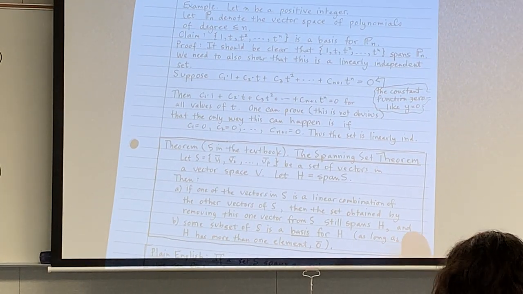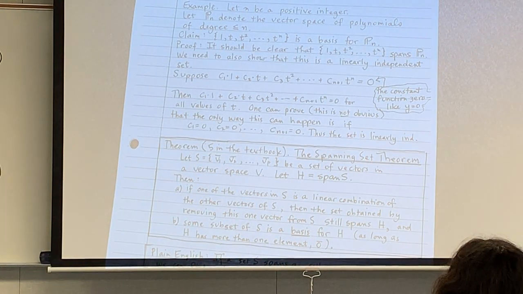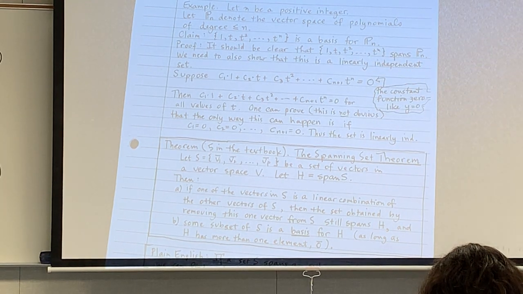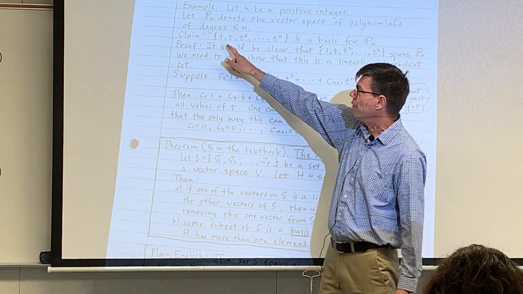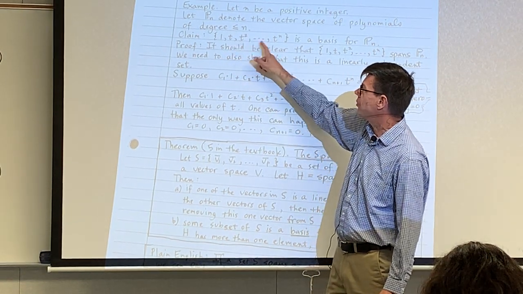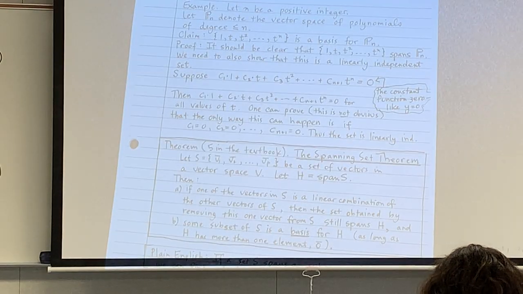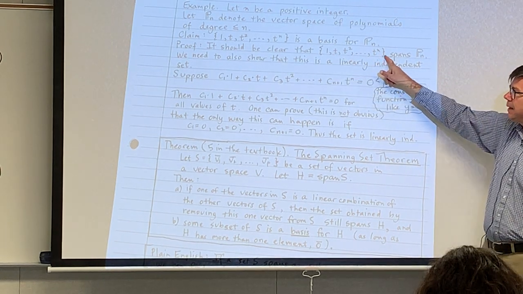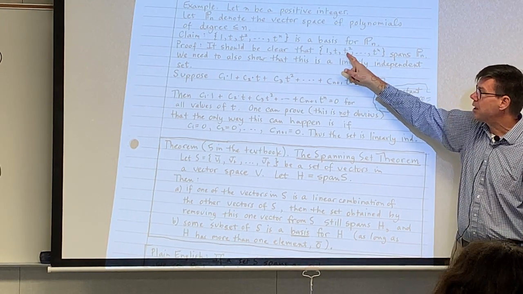All right, now something a little bit more subtle, and I don't want to rush through this example because I know everybody always has trouble with it. Let n be a positive integer. Let capital P sub n denote the vector space of polynomials of degree less than or equal to n. The claim is that these functions, 1, t, t squared up to t^n, form a basis for Pn. It should be clear that they span Pn because any polynomial of degree n can be thought of as a linear combination of these terms.